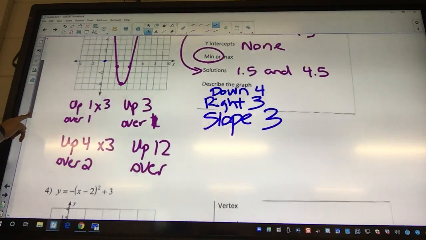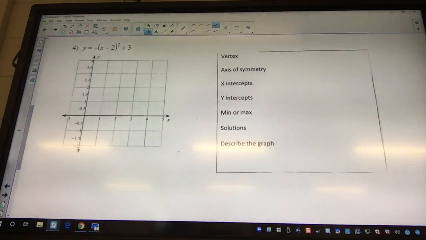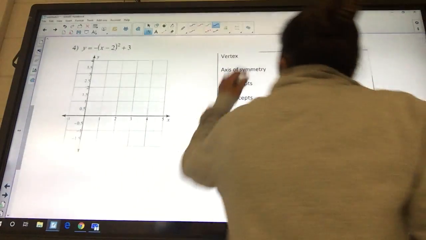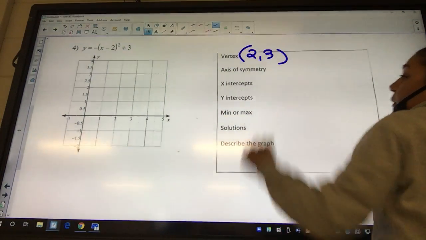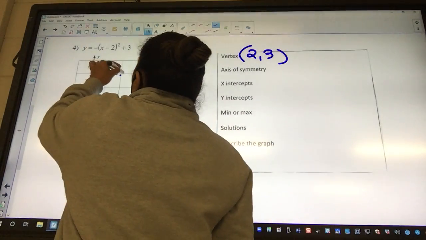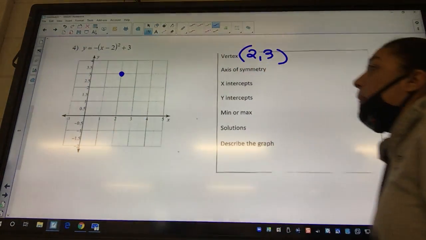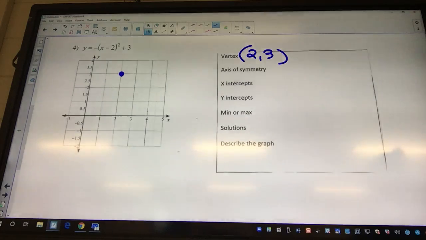Okay, look at number 4. What's the vertex? 2 and 3. Okay, now, it's not going to work. Why, Trey? We've got to go up. Yeah, it would go up if there was no negative, but that's a good way to think about it. You're like, well, there's not enough room for me to graph here. If there's not enough room to graph, then probably something's wrong.